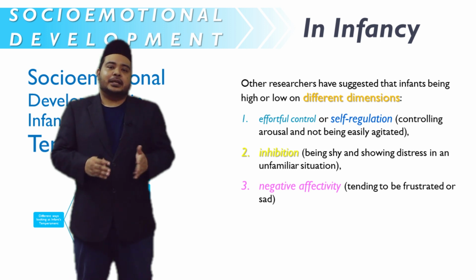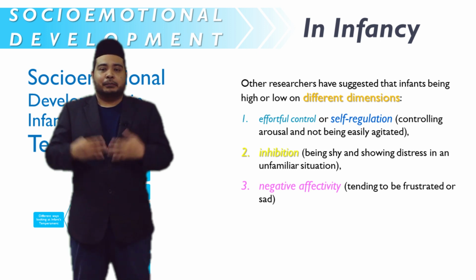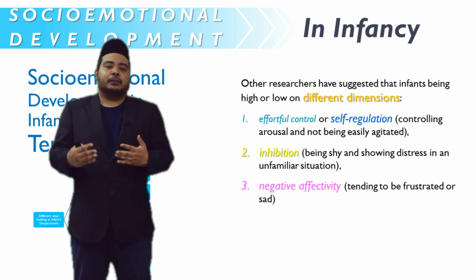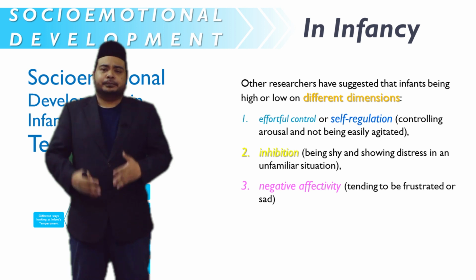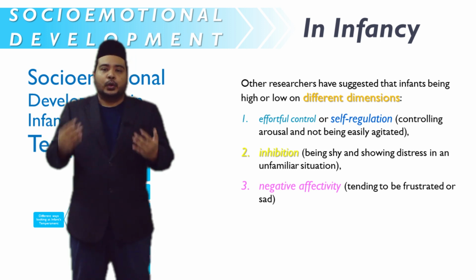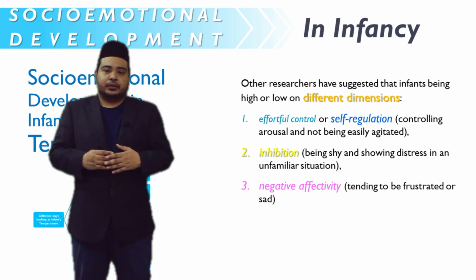Okay, the second dimension is inhibitions. These are characterized by being shy or showing distress in an unfamiliar situation. So again, researchers look at whether the infants will have high inhibition or low inhibition. Okay, it can also be combined with self-regulation.